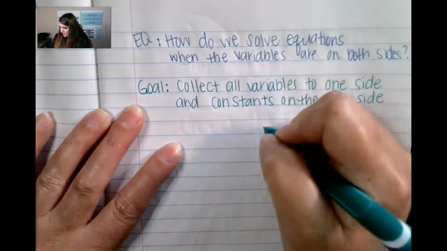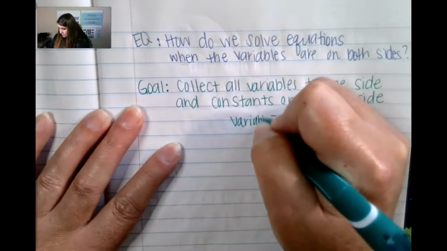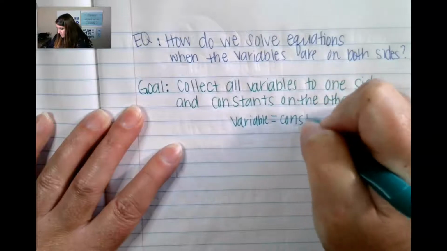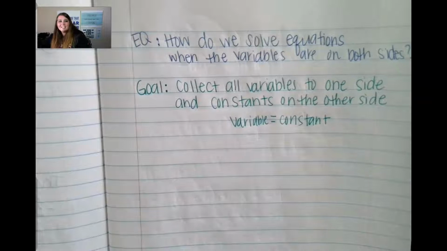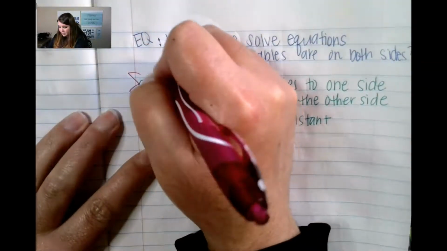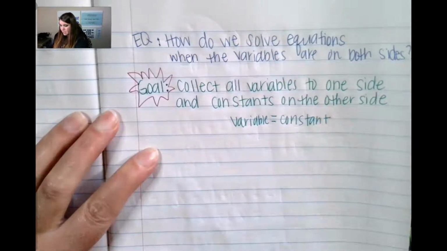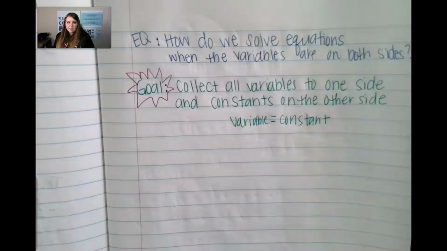So it might look something like this. Variable equals constant. Okay, so that is our goal right there. That's the goal we want and the goal that we need. Collect all variables to one side and constants on the other. So keep that in your mind as we're working through these different problems here.